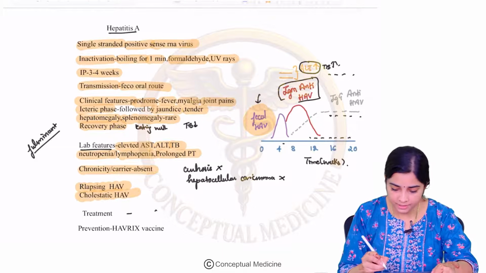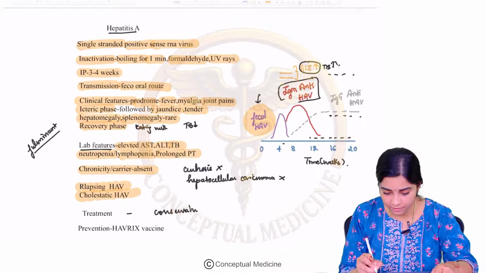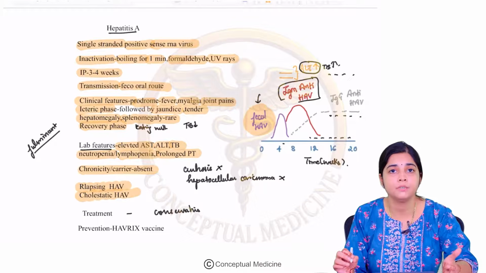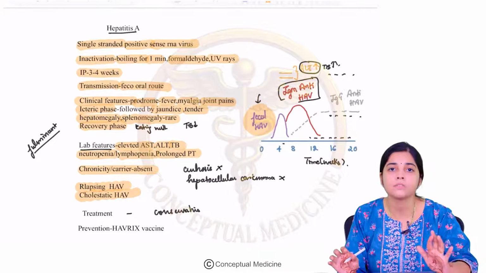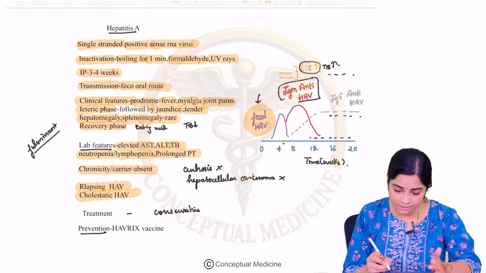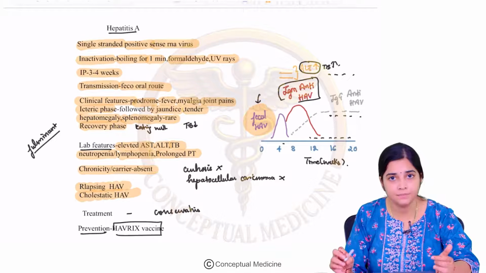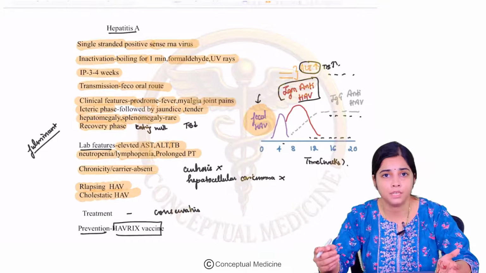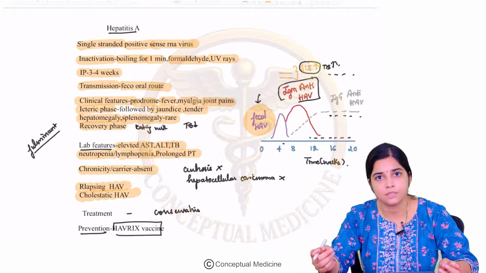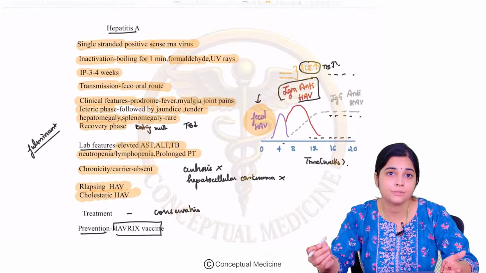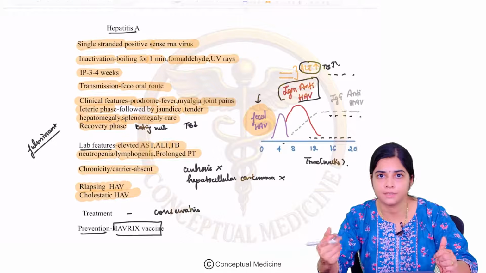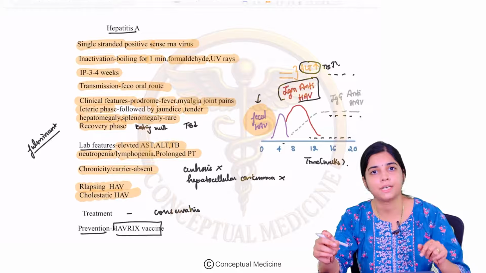The treatment for hepatitis A is most often conservative. You treat them with good IV fluid support, give them parenteral nutrition, and keep them well hydrated. Most of the time recovery is the rule. For prevention, we have a vaccine called Havrix. Havrix is a recombinant vaccine which can be given to patients at high risk of hepatitis A, for example healthcare workers, animal handlers, people working in the food industry, or those traveling to a hepatitis A endemic region. So this is about hepatitis A.